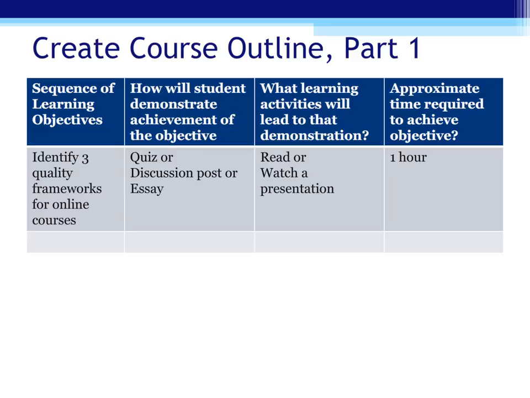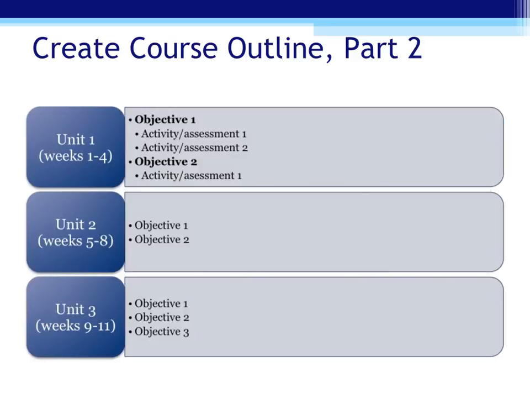Then, depending on which activity and which assessment strategy you choose, you'll have to decide about how much time this should take to complete. By listing out your objectives, assessments, activities, and approximate time, you're well on your way to a good course outline. Of course, to really get a handle on the whole sequence and structure of the course for your outline, you'll have to take your table of objectives, activities, and so on one step further.